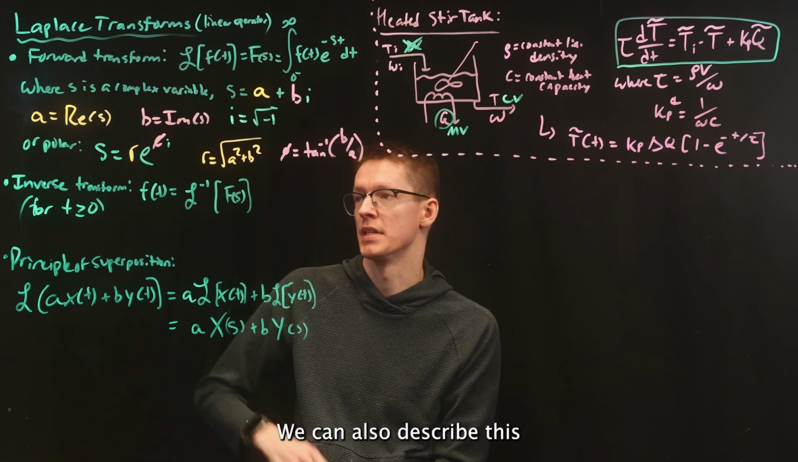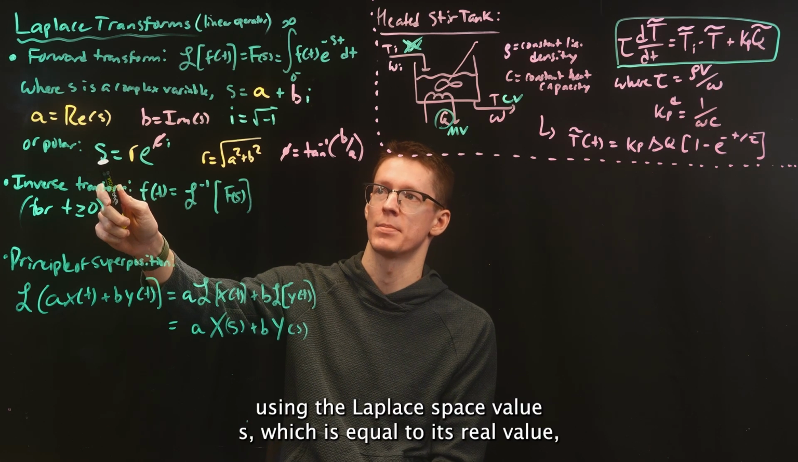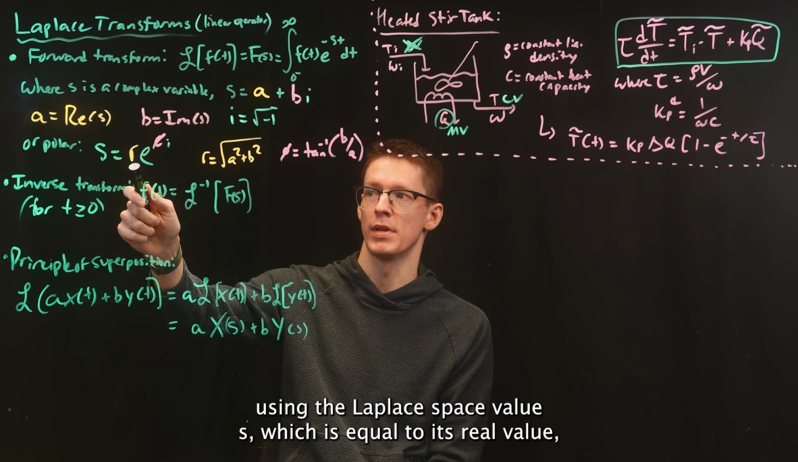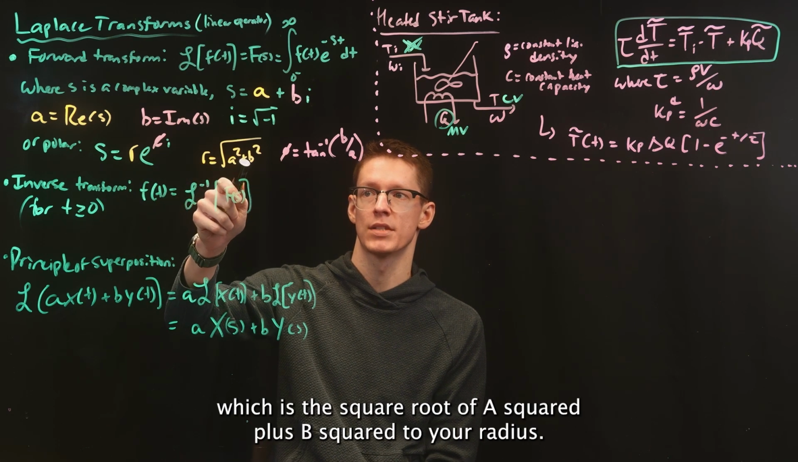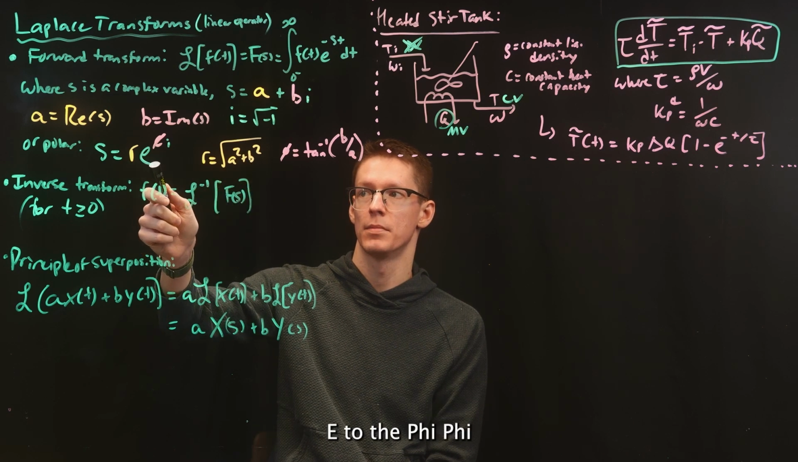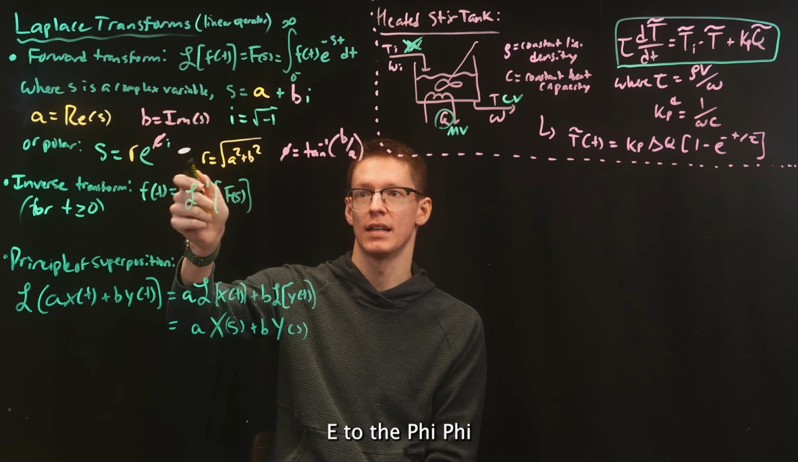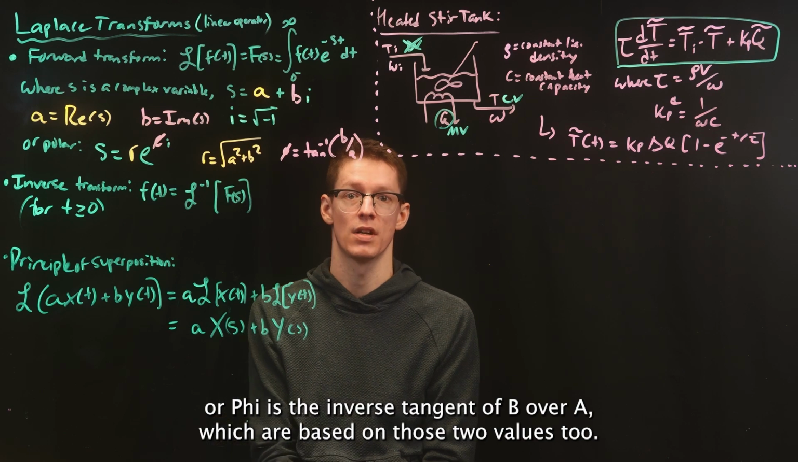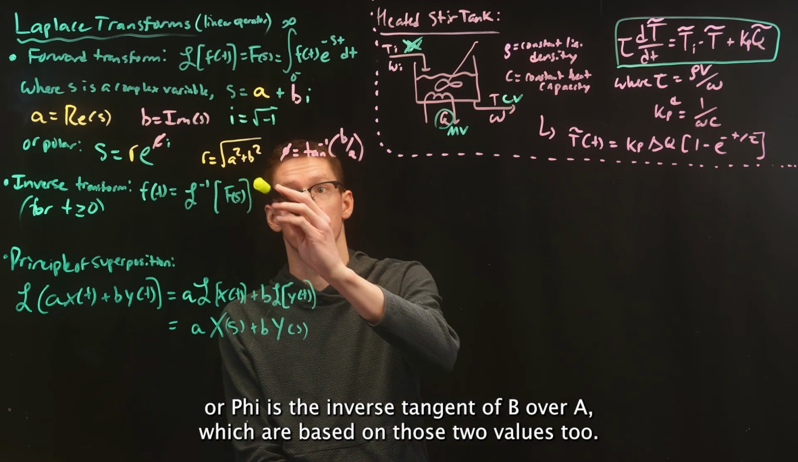In polar coordinates, we can also describe this using the Laplace space value s, which is equal to its magnitude, the square root of a squared plus b squared to get your radius, times e to the phi i, where phi is the inverse tangent of b over a, which are based on those two values too.